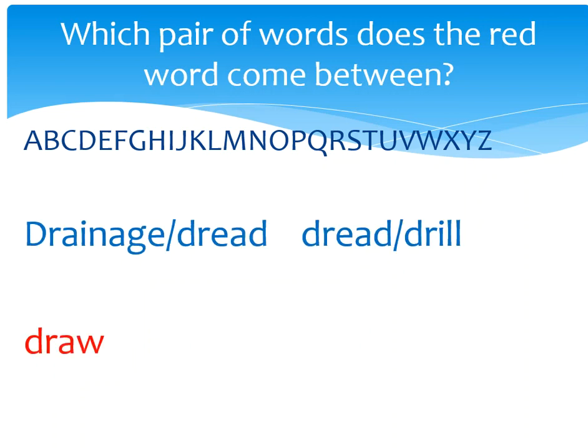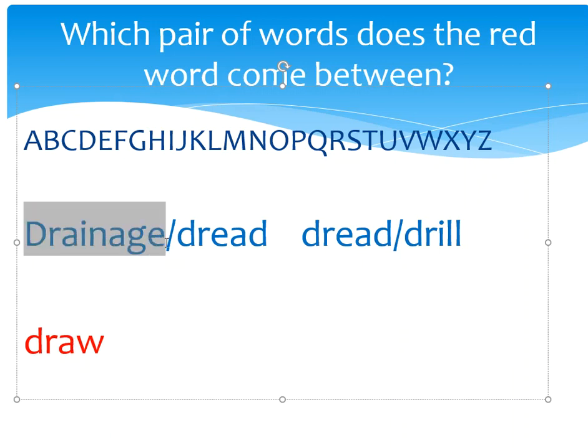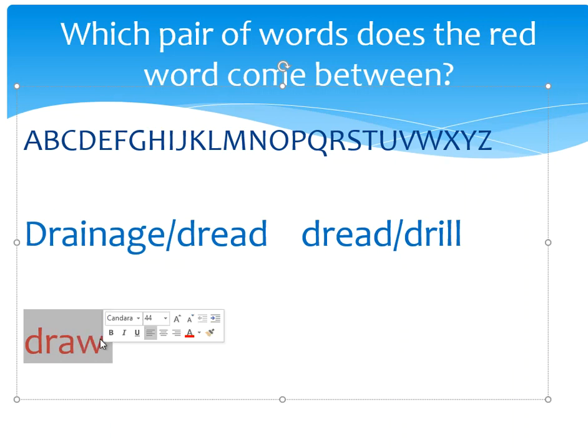Let's do one final example. We have drainage and dread, or we have dread and drill, and we're trying to figure out where the word draw comes between. They all start with D and R, okay? So let's look at the first set, drainage and dread. All right, so we've got DRA and DRA. So we've got to figure out, does this word come before this word?